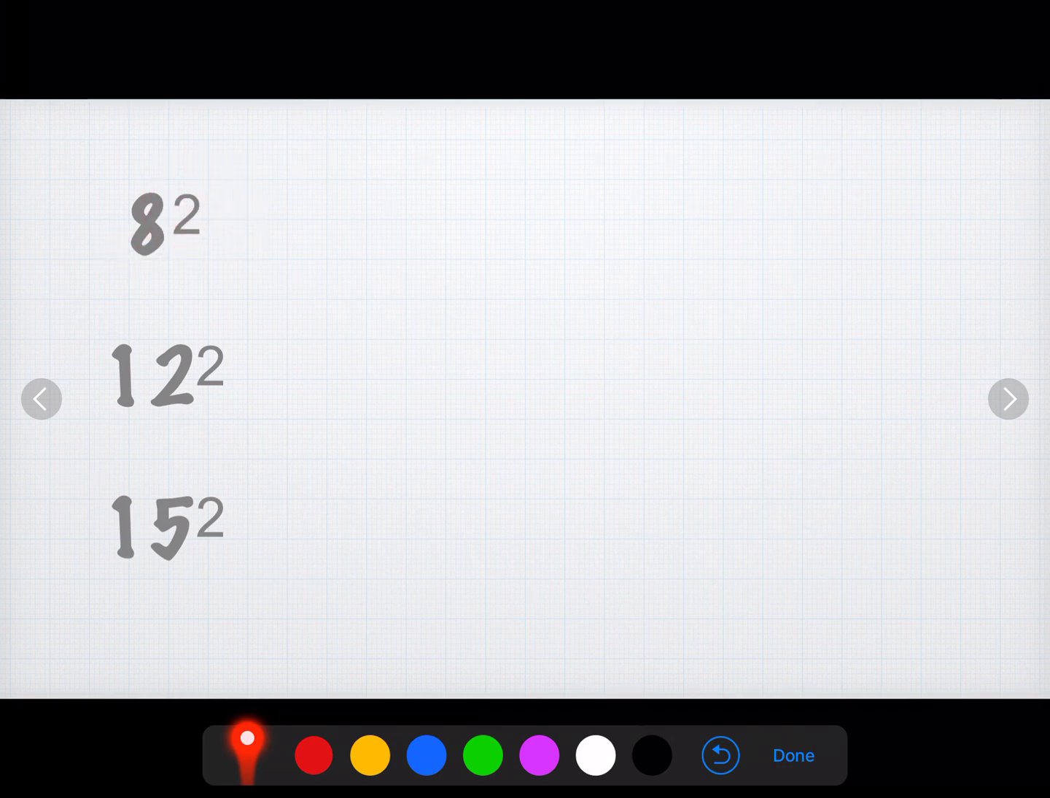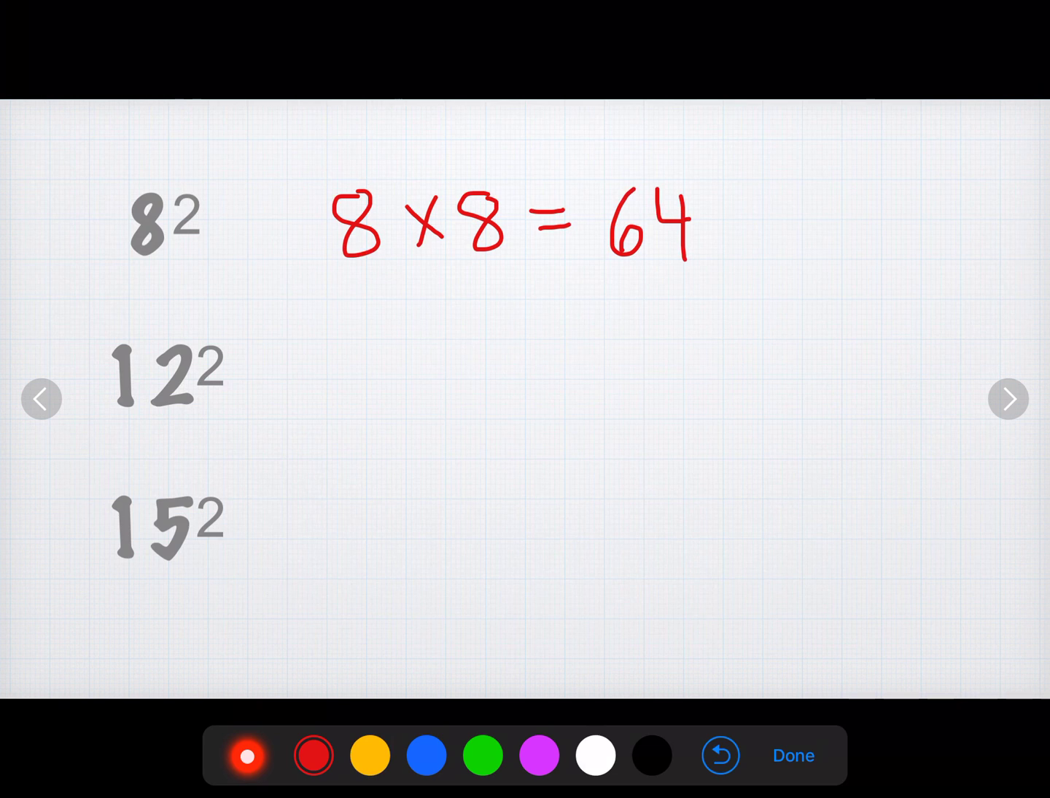Some of you are confused. What is a square and what is a square root? I need to see it. So I'm going to show you how to find the square of a number and how to find the square roots. So the first example, I have three numbers which are squared. I have 8 squared, I have 12 squared, and I have 15 squared. You can see I have a big number and I have a small 2 on the upper right corner. Now that small 2 is the exponent.